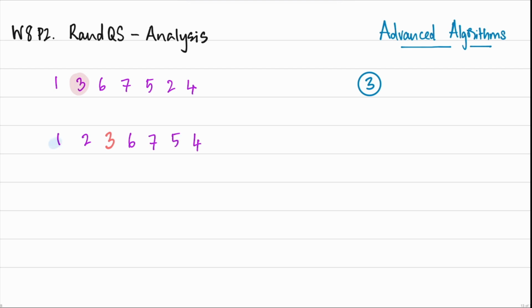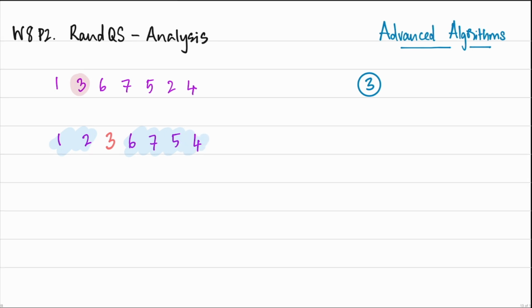So those are our recursive sub-instances that we are going to drill down further on. So let's say that for the array that we called S1, which consists of the elements 1 and 2, we pick 2 as the pivot. And on the other hand, for S2, which consists of the elements 6, 7, 5, and 4, let's say that we pick 5 as our pivot.